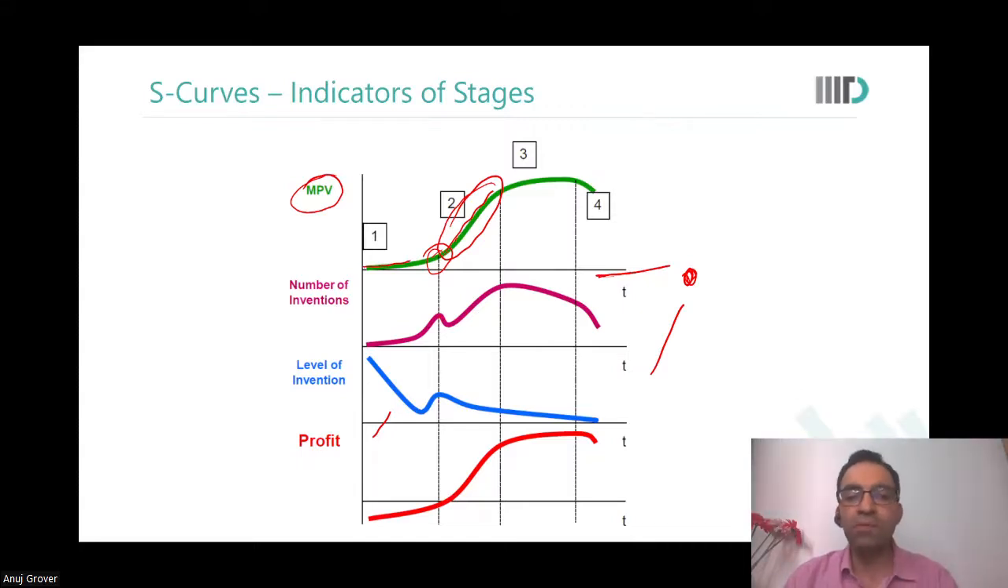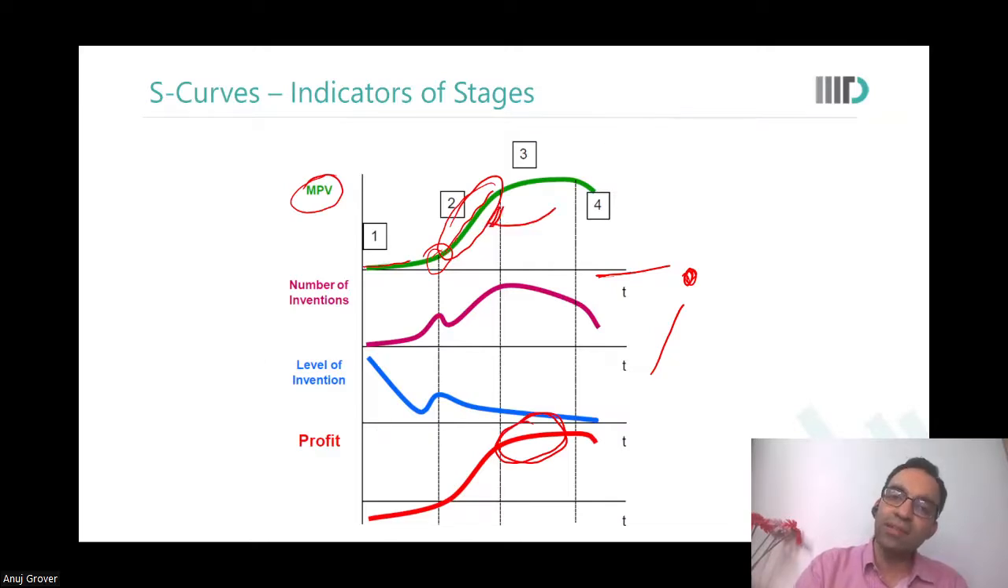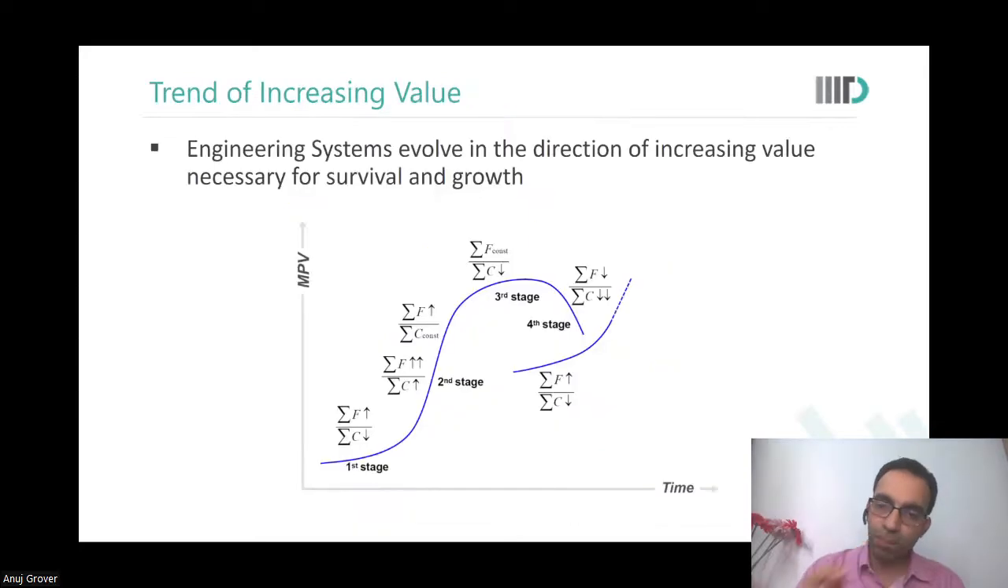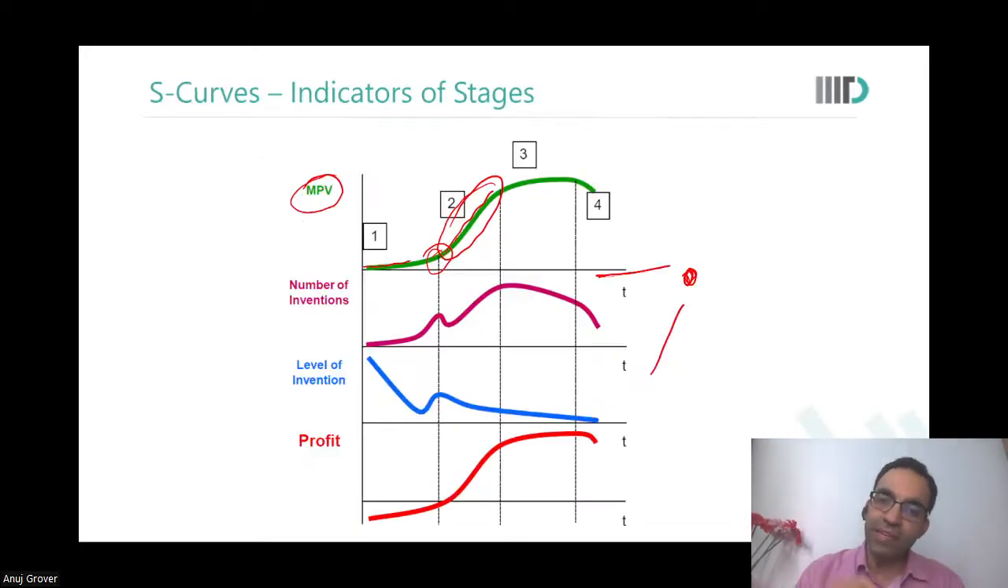And in terms of profits, until you reach stage 2, you are loss making. After you are significantly deep into stage 2, you start to make some profits. Stage 3 is the time where you are reaping the benefit of the invention. So in stage 3, when you have sufficient profits coming in, that is when you start to invest in the next S curve. Let the profit of your past invention feed or sponsor the R&D of the next MPV evolution.